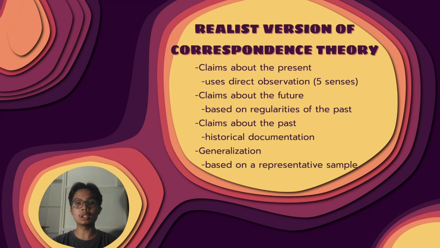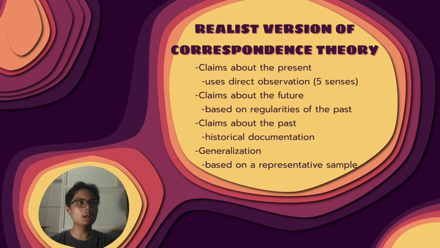and it is found in almost all naturally evolved languages. This is divided into four parts, and we'll start with the easiest one, which are claims about the present. Claims about the present should be proven based on direct observation or using the five senses.